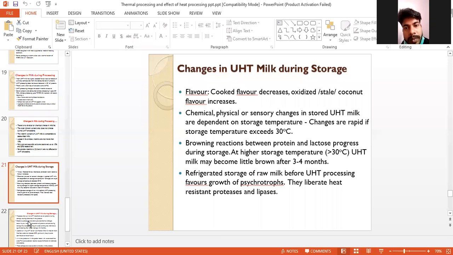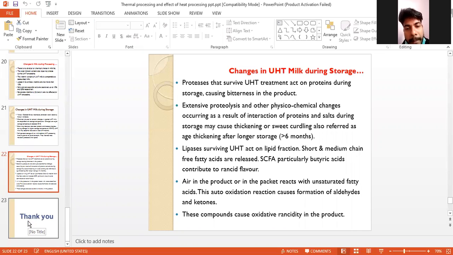That actually causes bitterness in the UHT milk, and excessive proteolysis and other physicochemical changes occur due to the interaction of protein and salt during storage, which may cause thickening or sweet curdling defect, which is also known as age thickening defect in the UHT milk, which is kept for more than 6 months. So you can also hear about the sweet curdling defect in the milk.